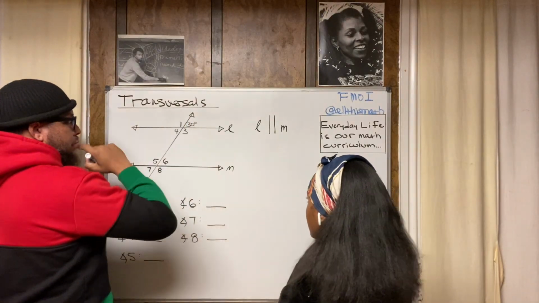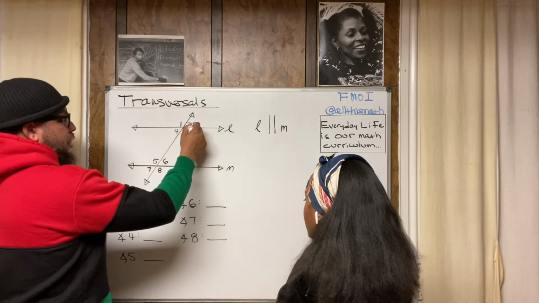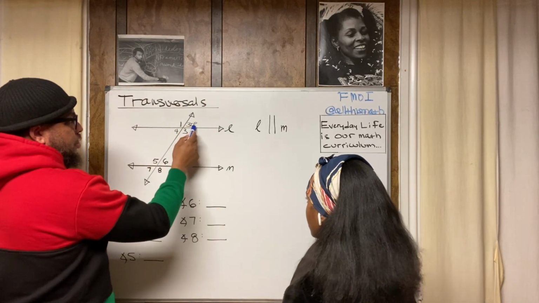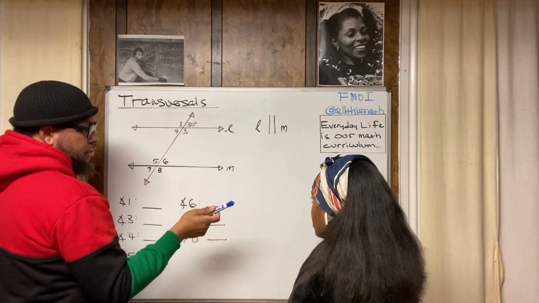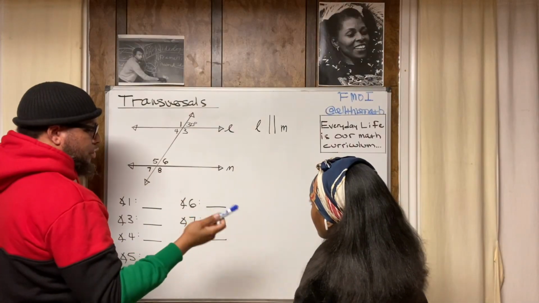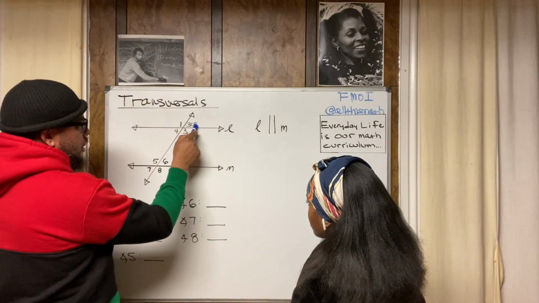Let's start with angle 1. If this angle is 30, and this doesn't even have anything to do with transversals, but this is called a linear pair. Now I'm going to throw a lot at you right now. You're probably not going to remember all of it, but we're going to practice this over and over again. So this is called a linear pair.